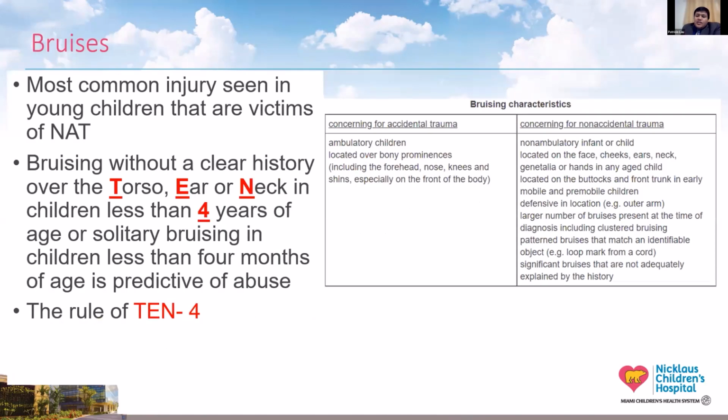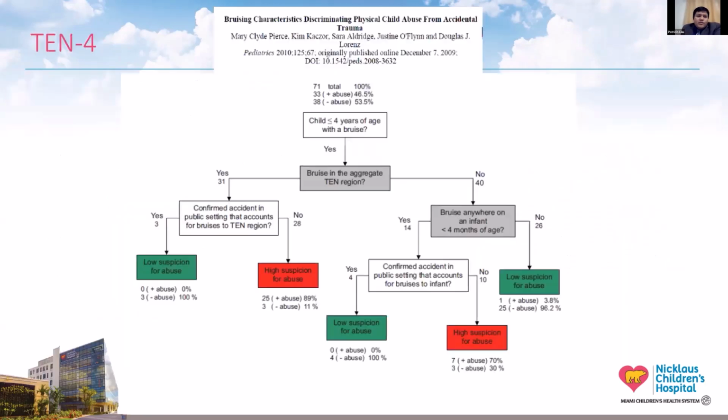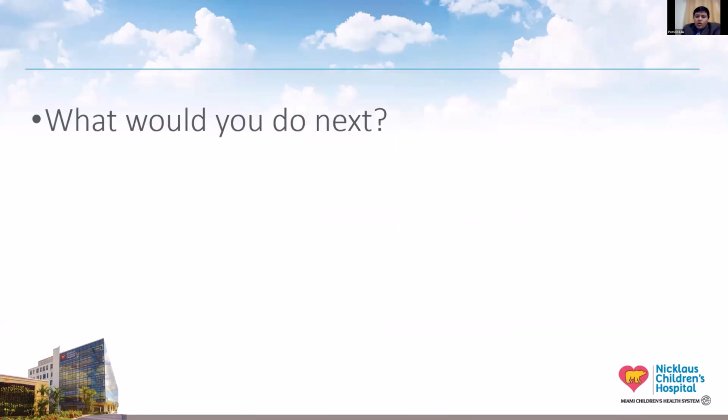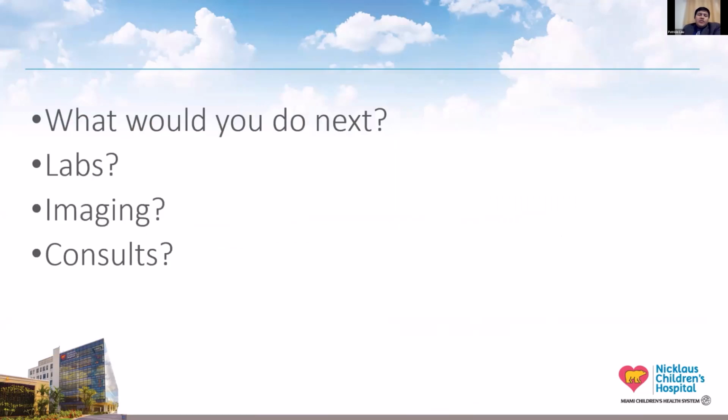The reason why we mention the bruising a lot of times is because there's what they call a rule of 10-4. When you see bruising in the torso and the ears and in the neck in children less than 4, this is very indicative of abuse. So whenever you see this pattern, you have to be very concerned for abuse. And there have been studies looking at how this specific pattern of injuries is indicative of abuse. So what would you do at this point? Again, what labs, what imaging, what consults would you get?